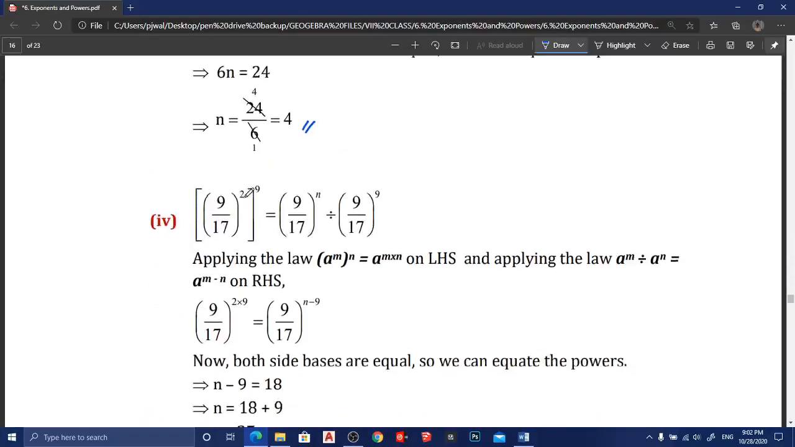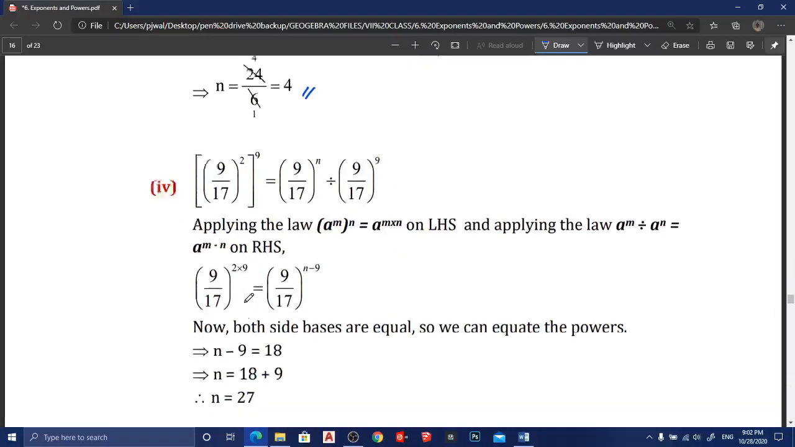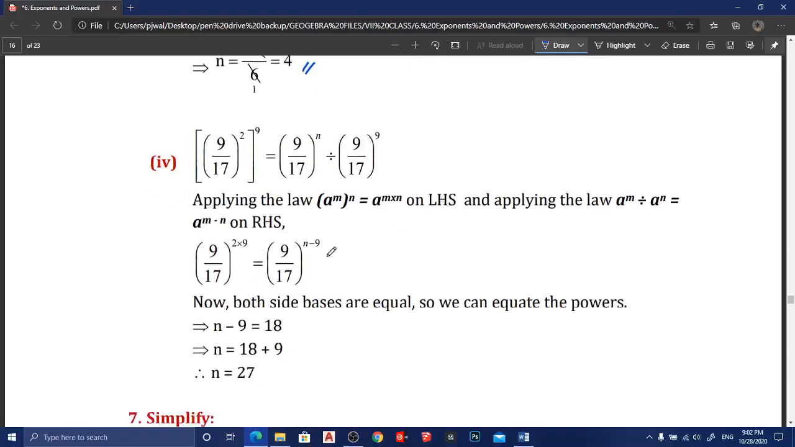9 by 17 whole square to the power of 9 is equal to 9 by 17 to the power of n divided by 9 by 17 to the power of 9. So here in the LHS you can use the power of power formula, which is a to the power of m whole to the power of n is equal to a to the power of m into n. You can use it here in the left hand side only. Here in the right hand side it is a to the power of m divided by a to the power of n, a to the power of m minus n. So n minus 9 you will get here. Here a to the power of m into n, which is 2 into 9, is 18 here. Here this is n minus 9.